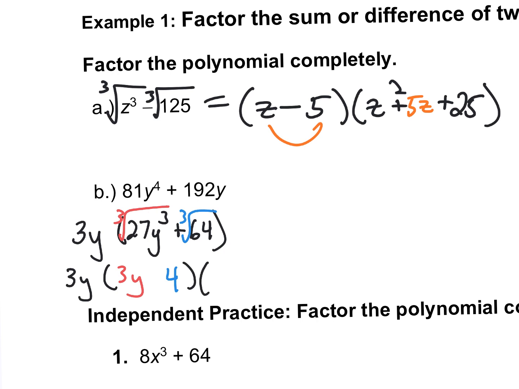3y times 9y squared will get you back to your 27y to the third. 4 times 16 will get you back to your 64. And then 3y times 4, you got 12y there. And then you got same, opposite, always positive. Looking good. If you are concerned, remember you can distribute again. You should get the original problem back out 100% of the time. It does work. I promise it does.